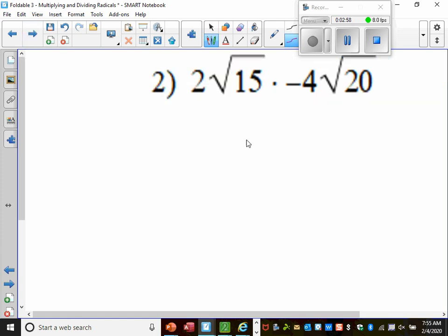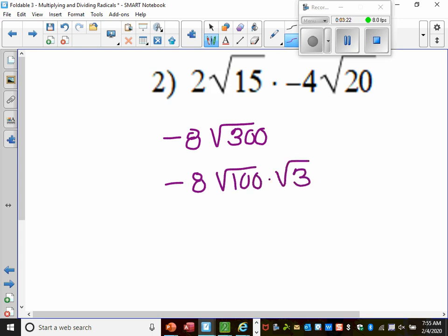All right, let's take a look here. So we're going to multiply our outside numbers. So 2 times -4 gives us -8. Then we multiply our inside numbers. 15 times 20 will give us 300. And then, of course, we can break the 300 down to a perfect square of 100 times 3. Okay, so when we take the square root of 100 out, what does that give us? 10. 10 times -8 will give us -80 rad 3.